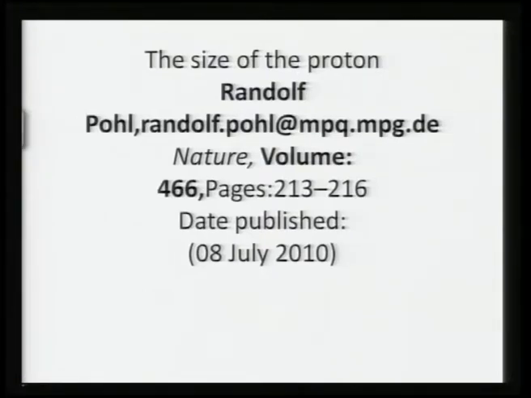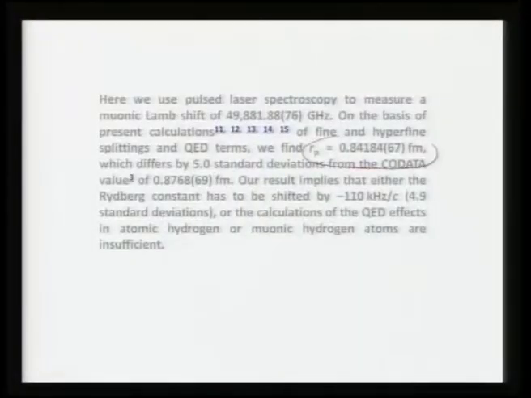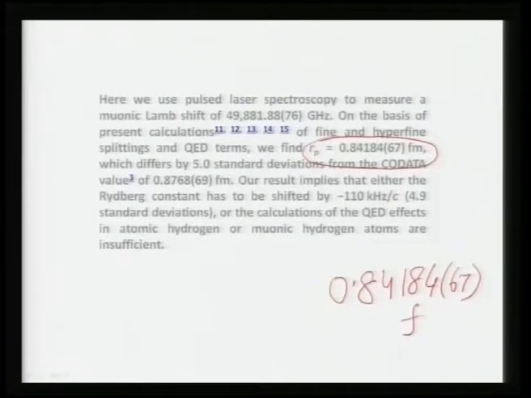And the result they got, the method was to send a muon inside that nucleus, and then finding the energy difference between the 2p and 2s. They have done that, and the size that they find, the charge distribution they find, is 0.84. Can you see that? 0.84184(67) femtometers. What is the 67 here?